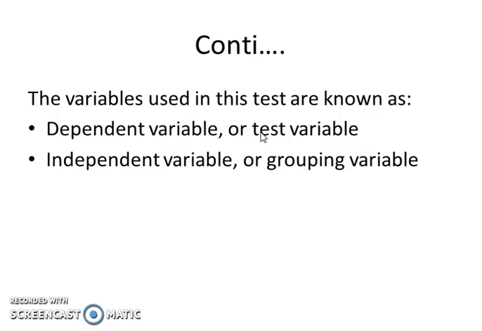To understand by the example is very simple. The first variable we have is CGPA, which is a scalar variable, and we want to compare the CGPA based on one grouping variable, that is gender, and gender has exactly two categories, male and female. So in this situation we can apply independent sample t-test.